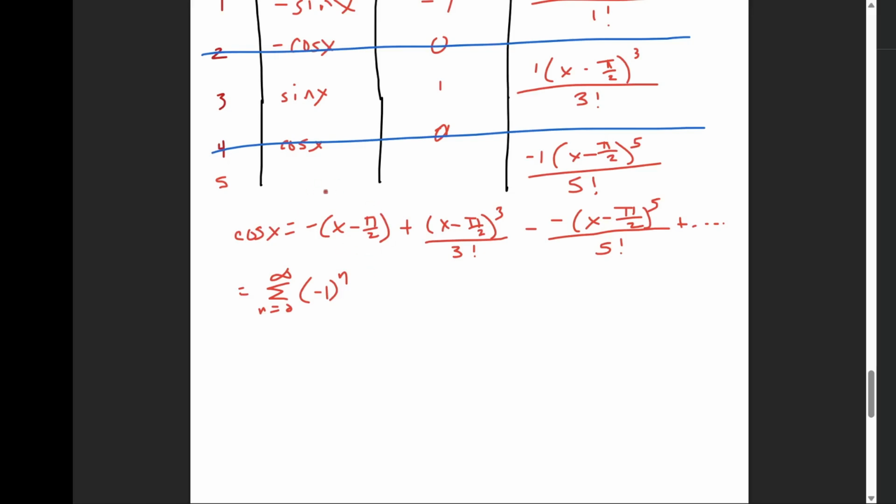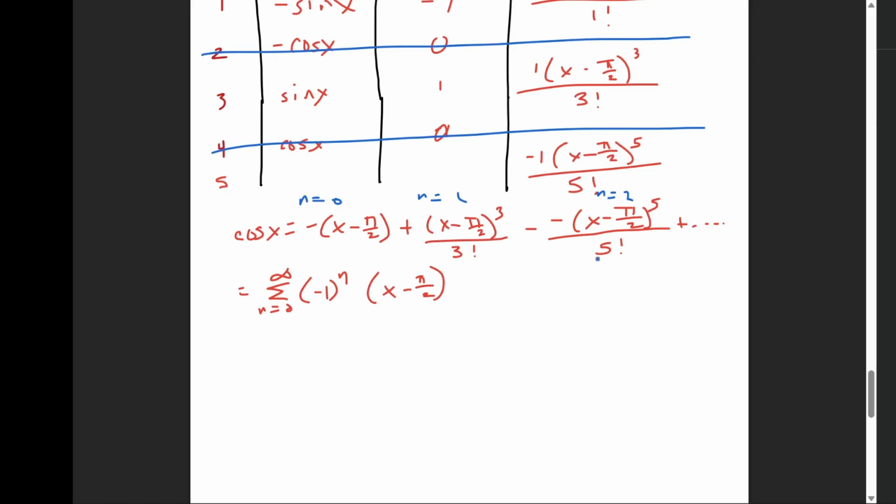Then we start with the numerator. It's always going to have x minus pi over 2, so we can write that, and the power is what's changing. Here, I'll write it. This is n equals 0, this is n equals 1, and this is n equals 2. How are you going to get this? Since the first one is n equals 0, the power can't just be n, because then the whole x minus pi over 2 would disappear.